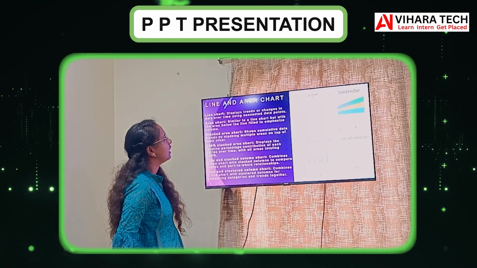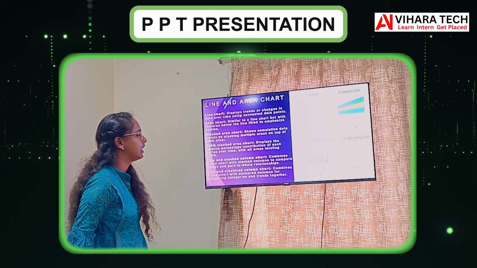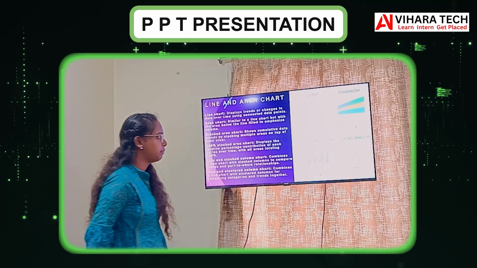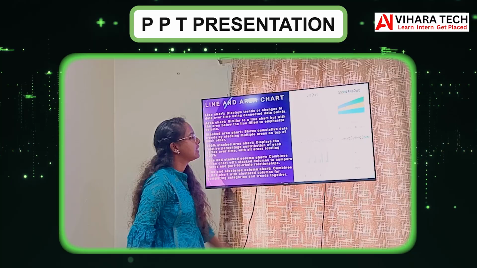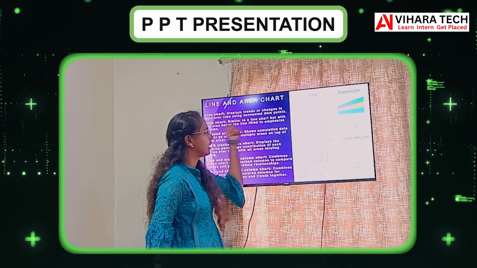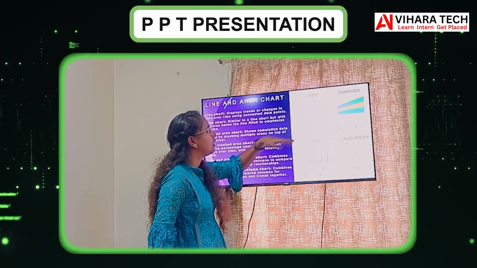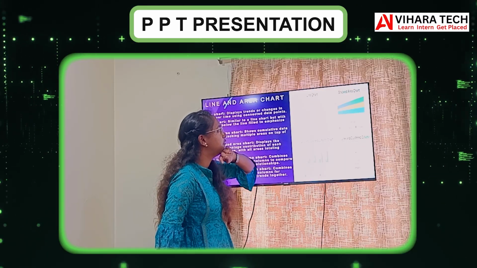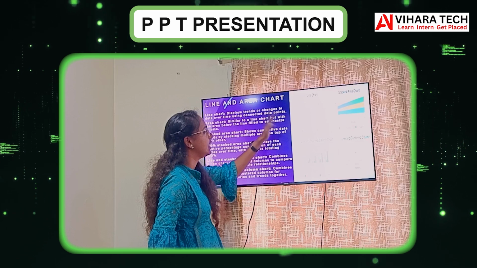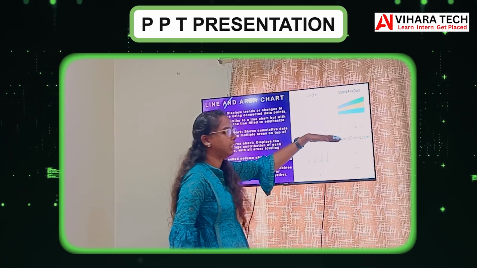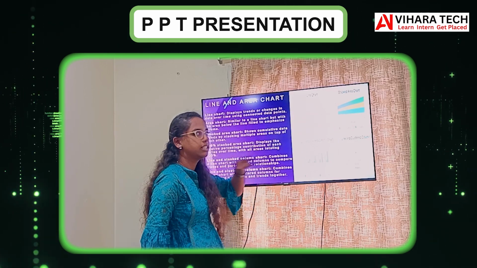Line and area chart. In a line and area chart, if we take an example, let's take country names and country population. Then there will be a graph like a line representation. In an area chart, the area will be completely filled with some colors.